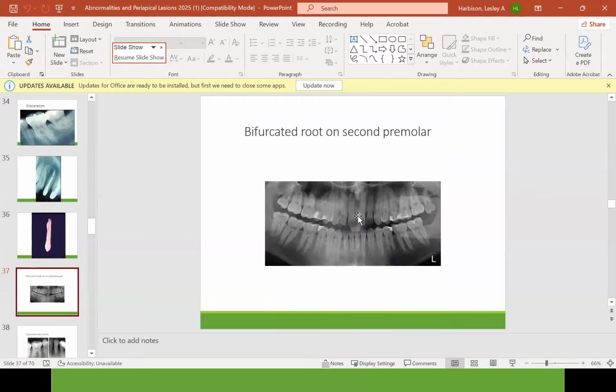So, bifurcated roots on second premolars. This pano is kind of hard to see because it's small, but if we were able to zoom in, you could see these premolars have bifurcated roots on the second premolar.